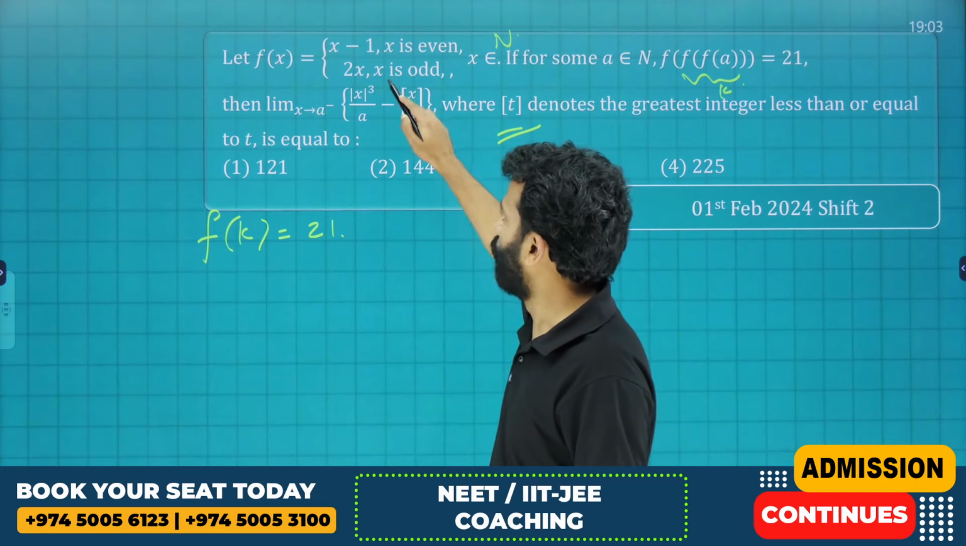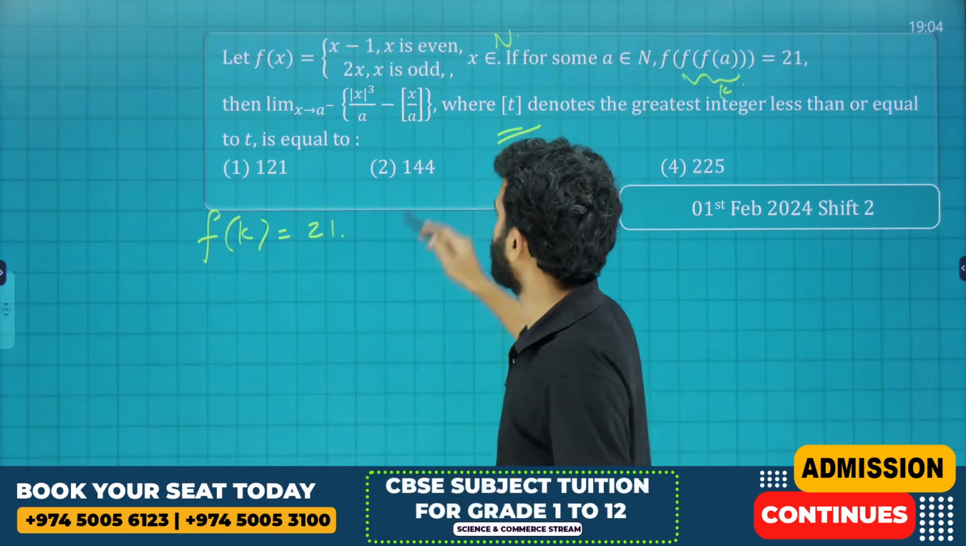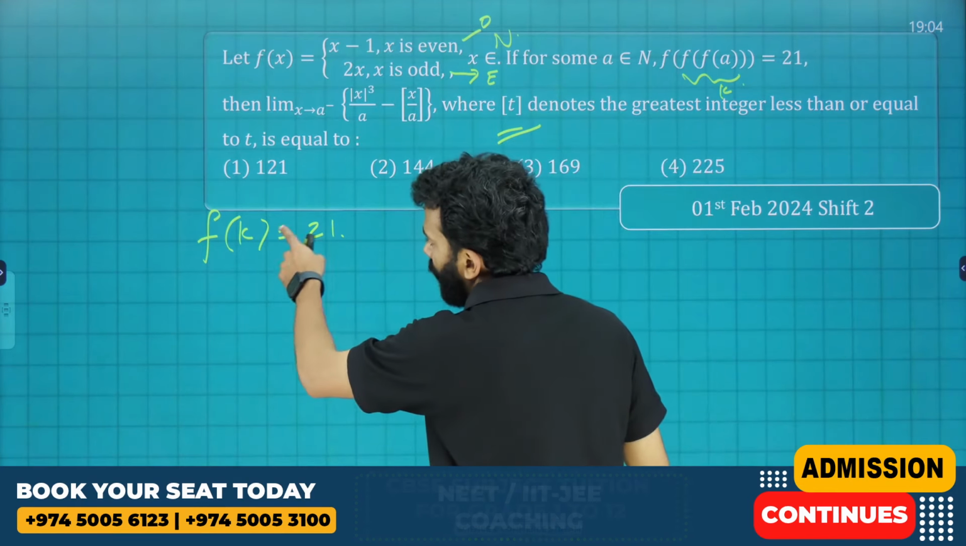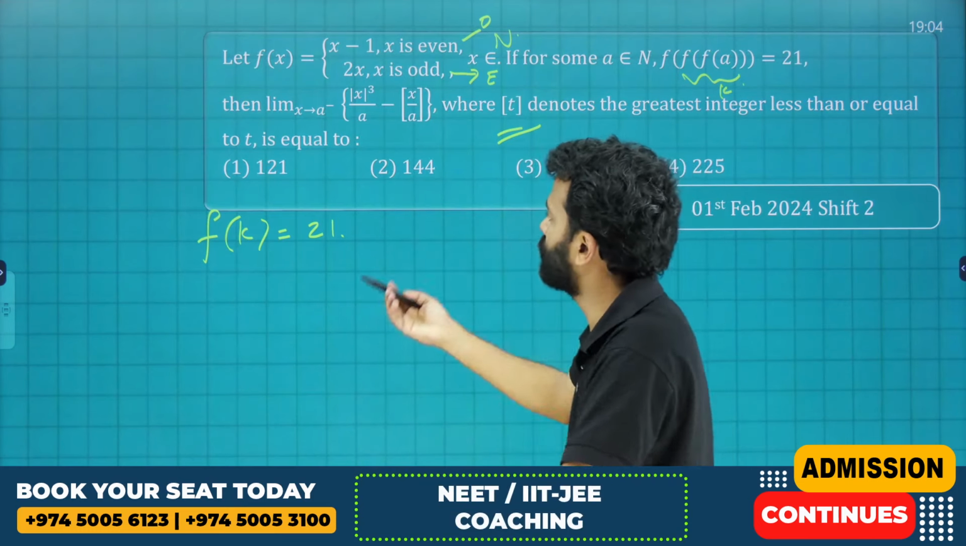If x is odd, then you are multiplying that x by 2, therefore you will get an even number here. And if x is even, you are subtracting one from that. An even number minus 1 becomes an odd number. So in the first case the result is even, and in the second case the result is odd. So if f of k produces 21, that is, the output is odd here.